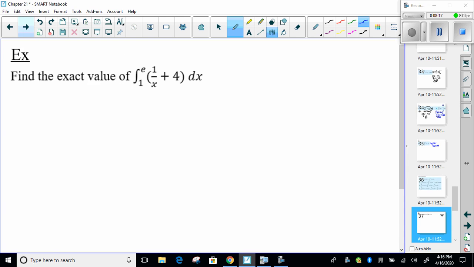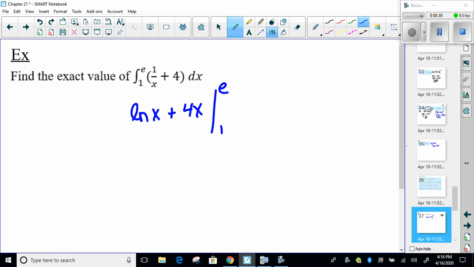Okay, so 2 more examples for you. So here's a very traditional problem. Find the exact value from 1 to e. You all should know that e is bigger than 1. E is about 2.7. So now, anti-differentiating this, we get natural log of x plus 4x from 1 to e.